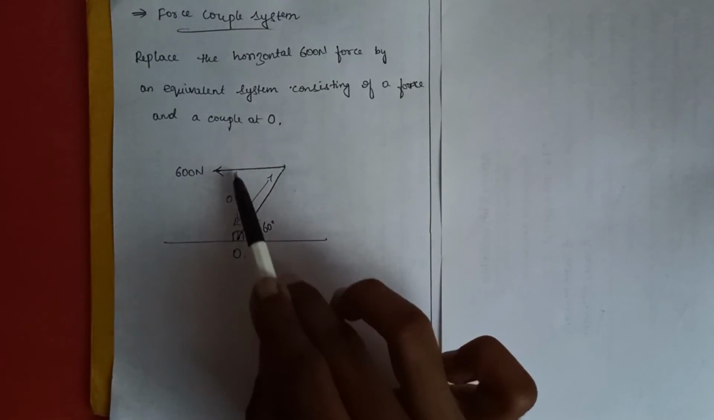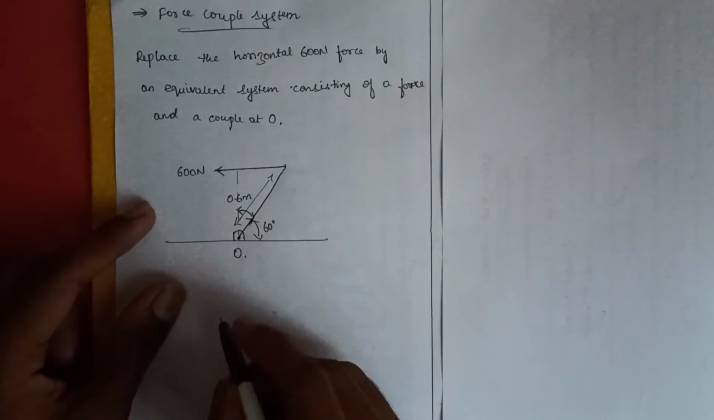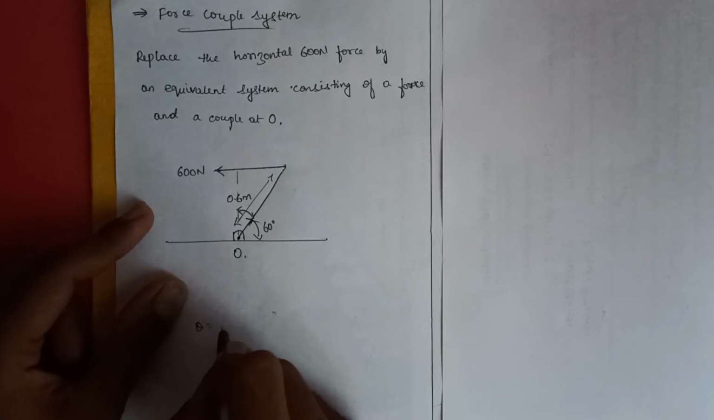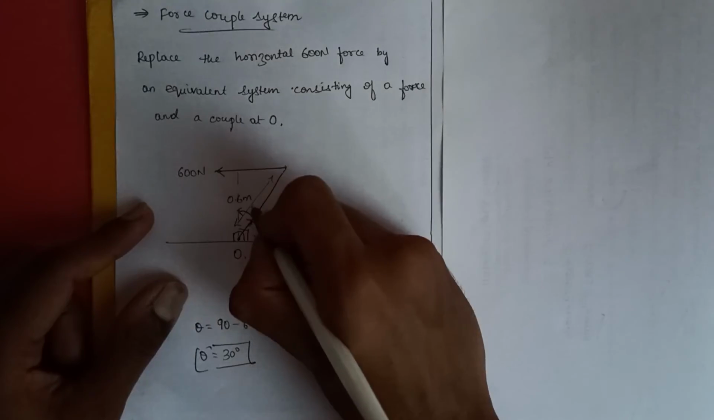So we'll have to find this distance now. And how to find that? The first thing we'll need is this angle. We compute that by taking theta is equal to, the whole angle is 90 degree. So 90 minus 60, that will give you 30 degrees. So we found theta to be 30 degrees.